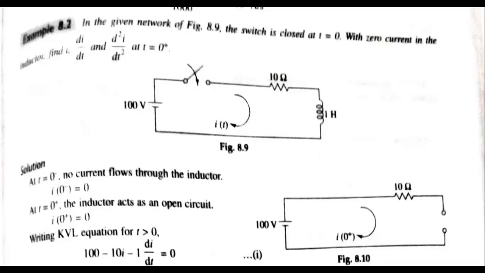We have simplified this numerical. Just go through once again. So here the switch is given. The switch is open circuited, and the R and the L are connected in series. Current i of t is there.